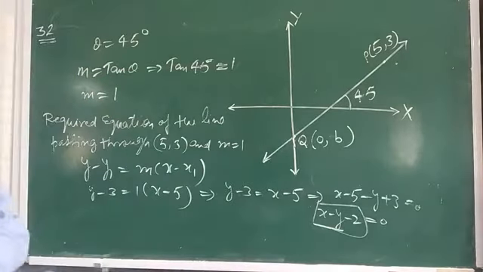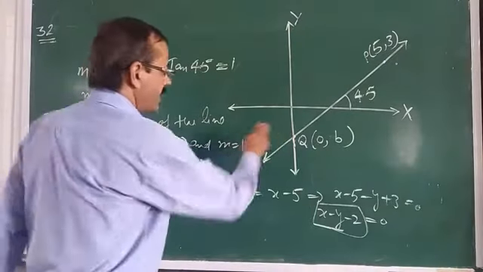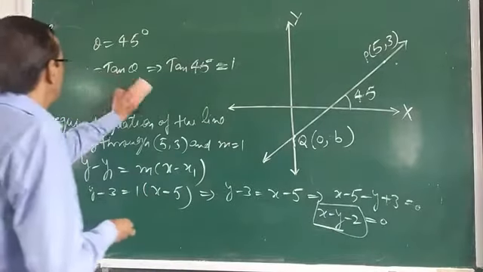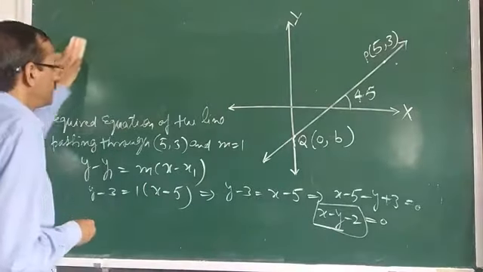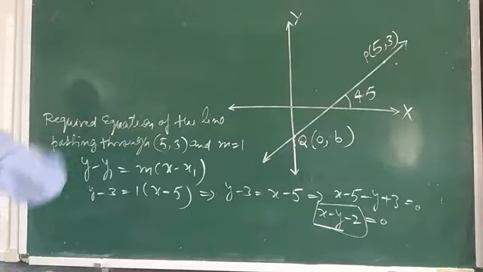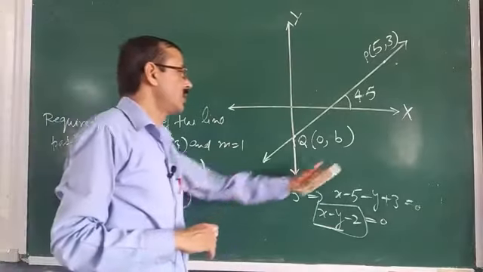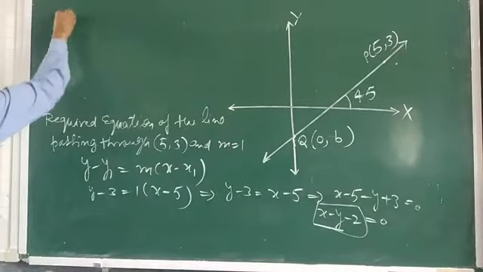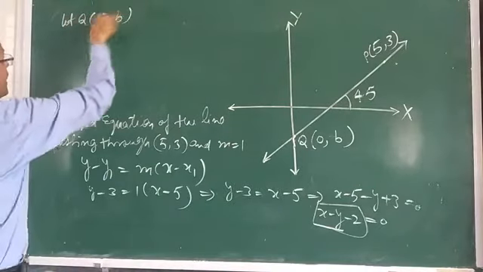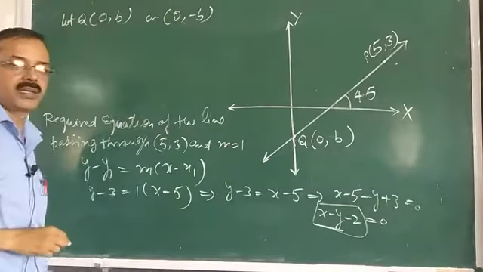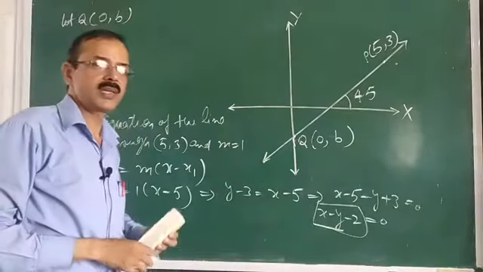One more part is asked in this question: find the coordinate of Q. You have to find the coordinate of Q. So let Q be (0, b), or (0, minus b) can also be written. Okay, the answer will already come in minus.